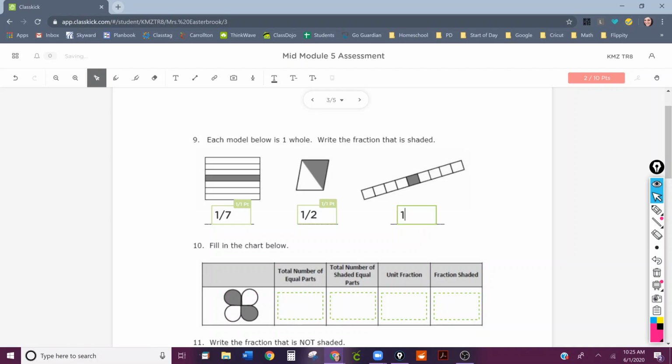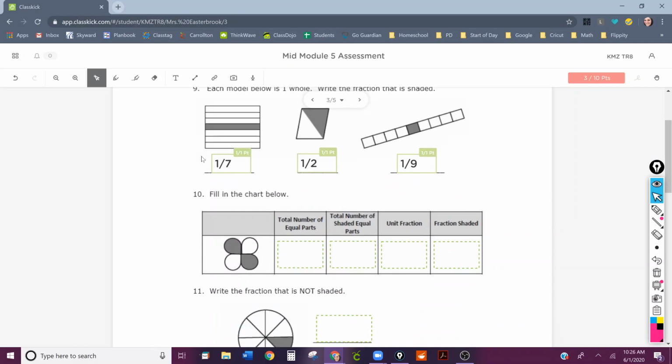Over here 1 piece is shaded out of 1, 2, 3, 4, 5, 6, 7, 8, 9. So 1/9 is shaded. Now remember, if we're going too fast through these and you need to stop and go back and change your answer or take a look, you can always pause the video.